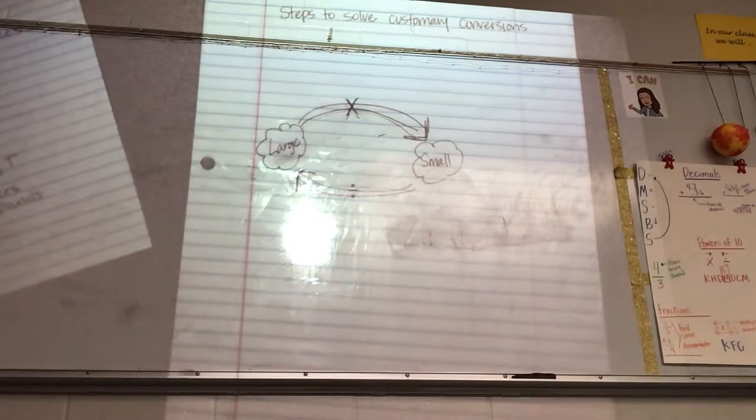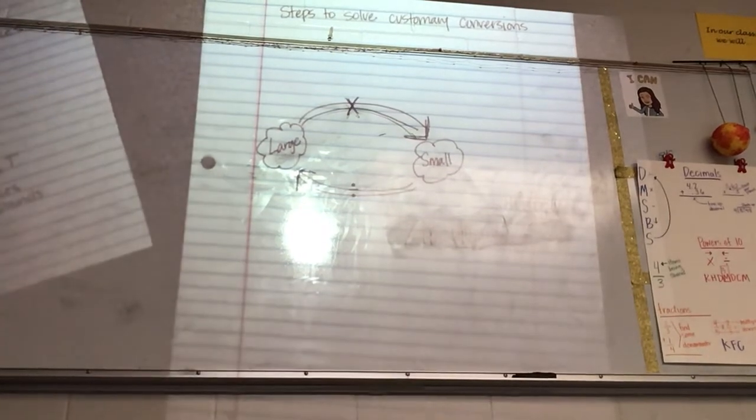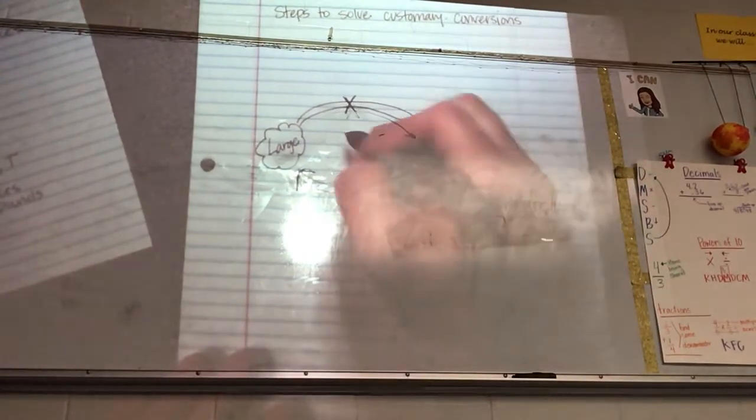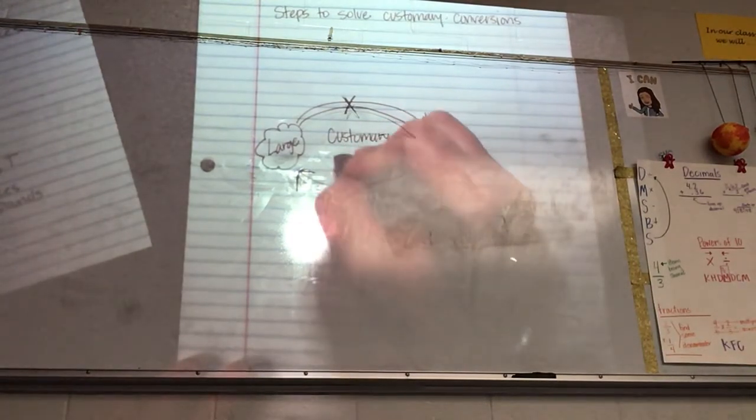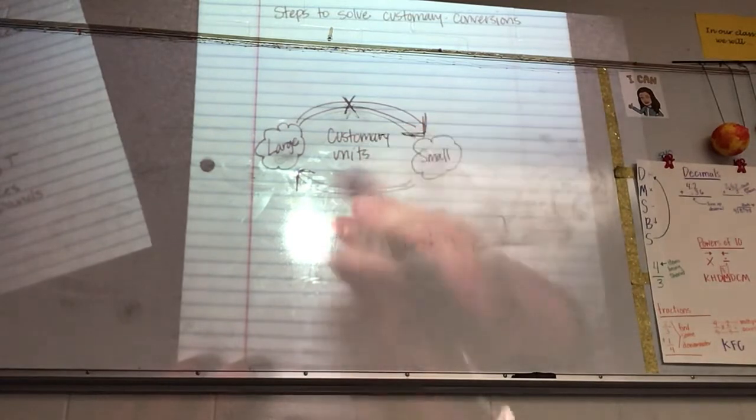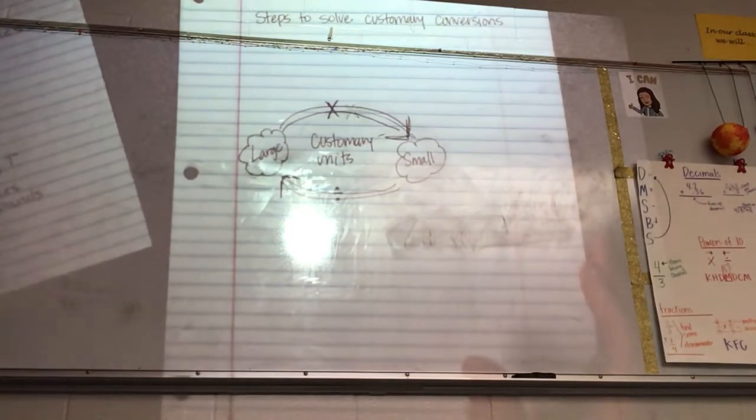That's confusing. Wouldn't it be dividing though? No. If it went from large to small? Nope. I'm going to show you. Okay? Alright, so this is our customary unit.